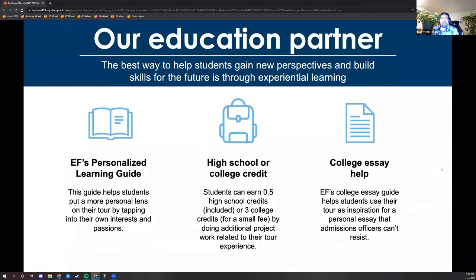So a little bit more about EF as being our education partner. They have a personalized learning guide that you can use that supplements the trip. You can also apply to get high school or college credit. The 0.5 high school credits are included with the trip. And if you wanted to go for 3 college credits, which I know is a little bit too much for our students, it is available if you wanted to do that. And also they have a college essay toolkit that you can use in a few years when you're applying to colleges and use your experience on the trip to help you gain that extra edge.